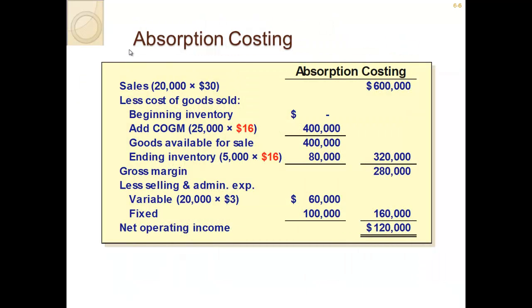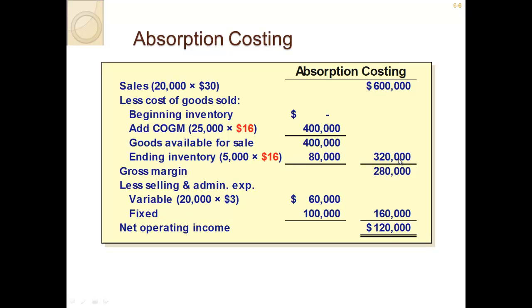Okay, so absorption costing. Pretty standard, we take the sales number, 20,000 units, times the $30, right here. That's 600,000, less the cost of goods sold. So how we get there, beginning inventory, plus cost of goods manufactured. This $16 includes, in absorption costing, manufacturing overhead. So times the 25,000 units that we manufactured, that's 400,000. The goods available for sale are 400,000. We have an ending inventory of 5,000 units times the cost, 80,000.